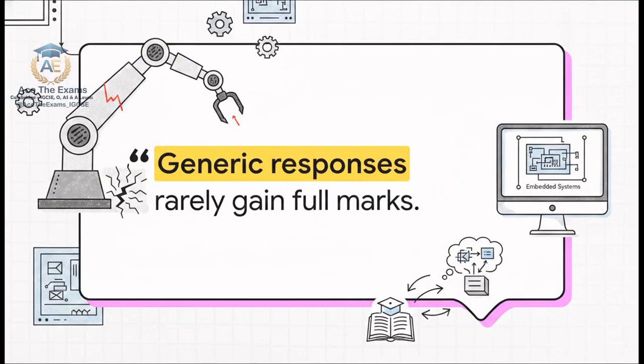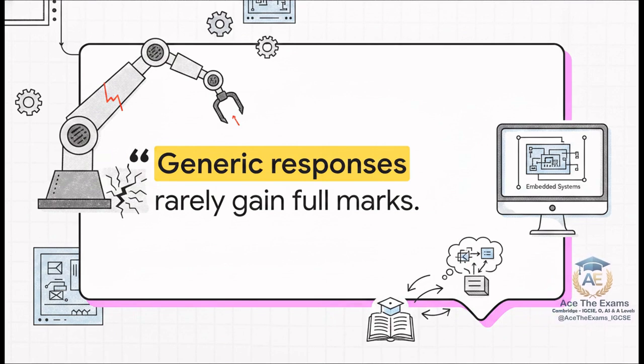All right, this brings us to the golden rule, coming directly from the examiner's checkpoint itself. Generic responses rarely gain full marks. Listen, context is everything here. If the exam prompt is asking you about an embedded system inside a massive industrial robotics factory, your answer absolutely must stay inside that specific context. You've got to explain how the overflow error might cause the robot's arm to miscalculate its position and crash into a wall. Anchoring your explanation to the specific details provided in the scenario, that's the secret sauce that unlocks the higher grade boundaries.